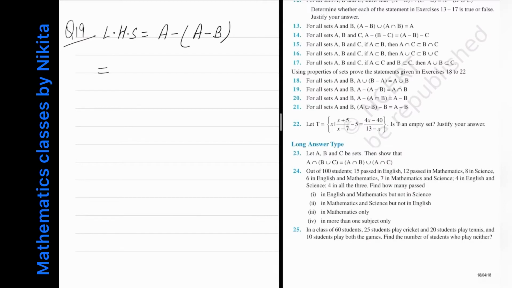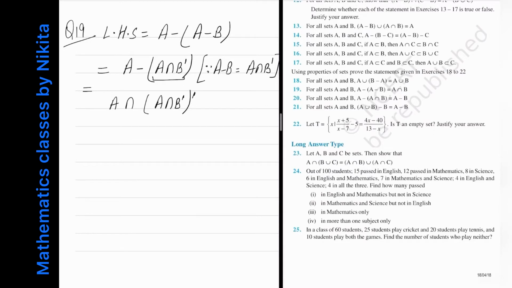First of all, this is equal to A minus something, and since the bracket has A minus B, we can write it as A intersection B complement. The reason is that A minus B is equal to A intersection B complement. Now this is A minus, and this can be regarded as some set. Therefore this can be written as A intersection (A intersection B complement) whole complement. Again you have used that property only, that A minus B is equal to A intersection B complement.